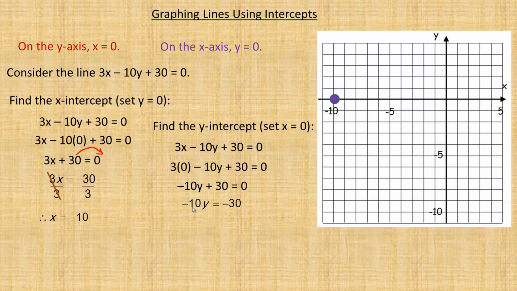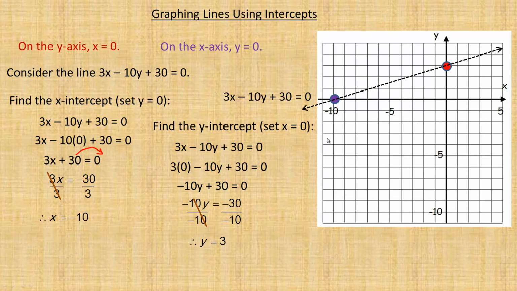And now it's negative 10 times the number I want to find is negative 30, so I would divide out the negative 10 to isolate for y. So these negative 10s divide out to give me just a 1y on the left, and negative 30 divided by negative 10 is 3. So we'll put a dot up here at 3 on the y-axis, right there, and then we can just draw our line between them. So that is the line 3x minus 10y plus 30 equals 0.